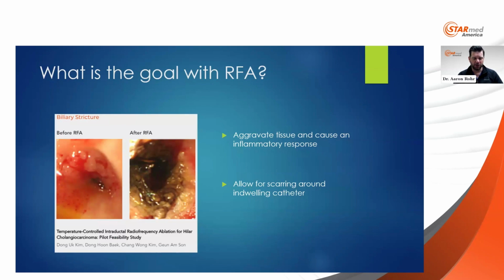Here's a good picture that was published before. This is before RFA and post RFA. This was taken from StarMed as well. As you can see, just the ablation of that narrowing is going to give that a good scar, if you will. So the whole idea behind this is to aggravate that tissue, cause inflammation, and allow it to scar around something. So essentially creating a new conduit that will hopefully be long-term and make sure that new conduit is, at least, maximized by catheters that we inherently use before anyway.